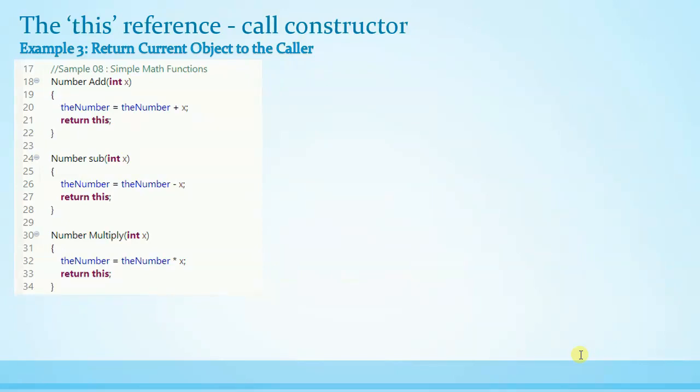So the add method, we know that this Number class has only one internal member. So the add method increments the number with a positive value. The subtract method will perform a subtract operation, and the multiply function will perform the multiply operation with the internal member x. And if you see, all three members return Number to the caller, I mean the current instance to the caller.